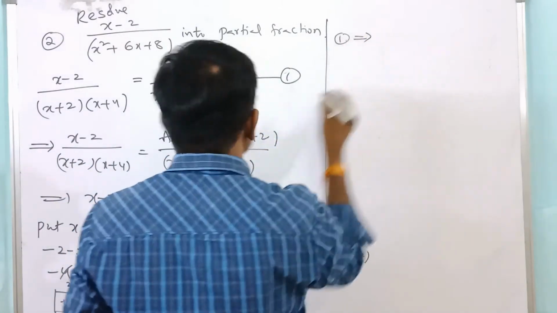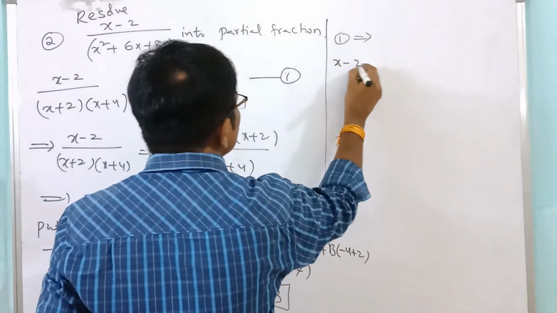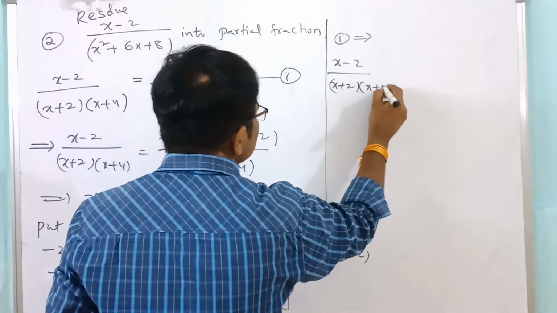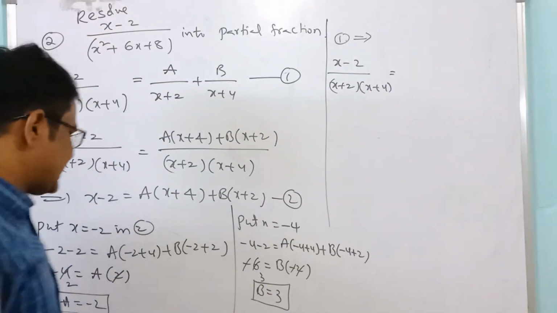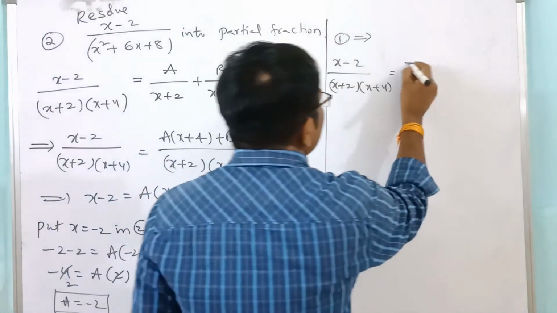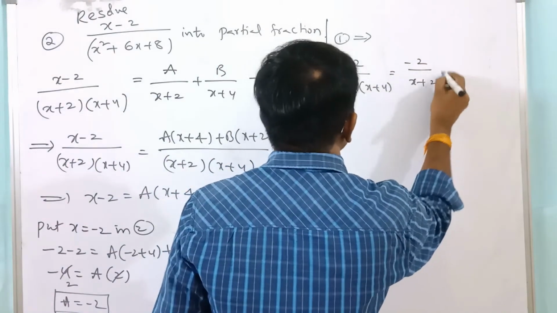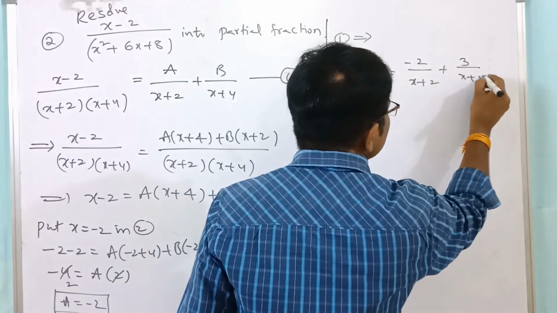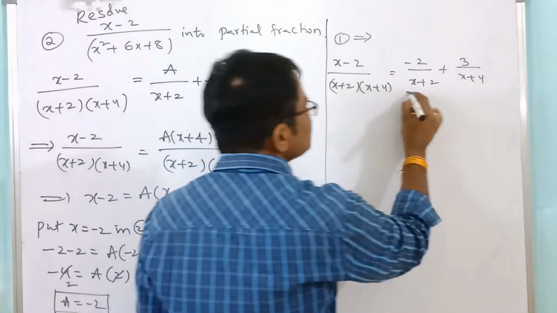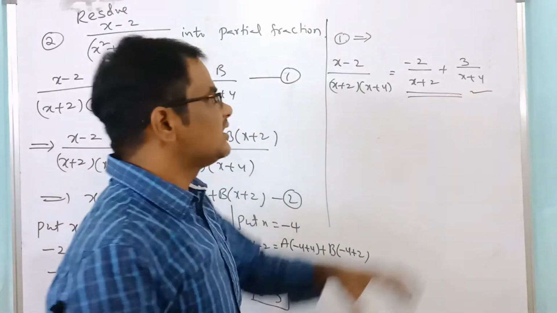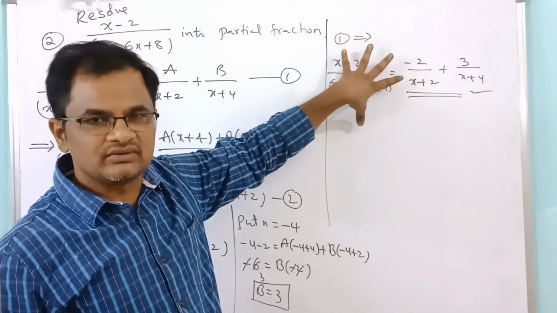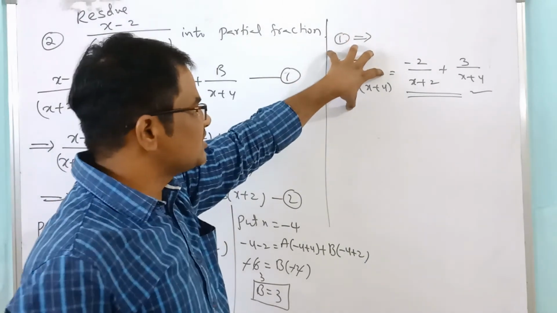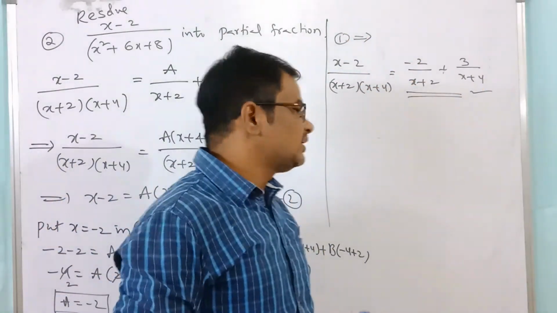Now equation 1 implies (x minus 2) by (x plus 2)(x plus 4) is equal to, a is minus 2, so minus 2 by (x plus 2), plus b is 3, 3 by (x plus 4). Right? This is our final answer. Again, if you simplify the right side, this one only you will get. This is the procedure to write one proper fraction as the sum of the two proper fractions.